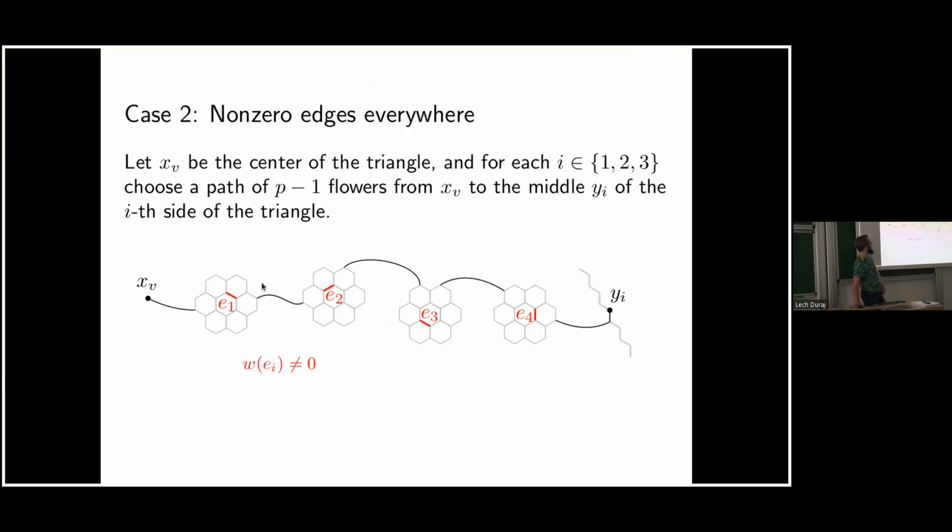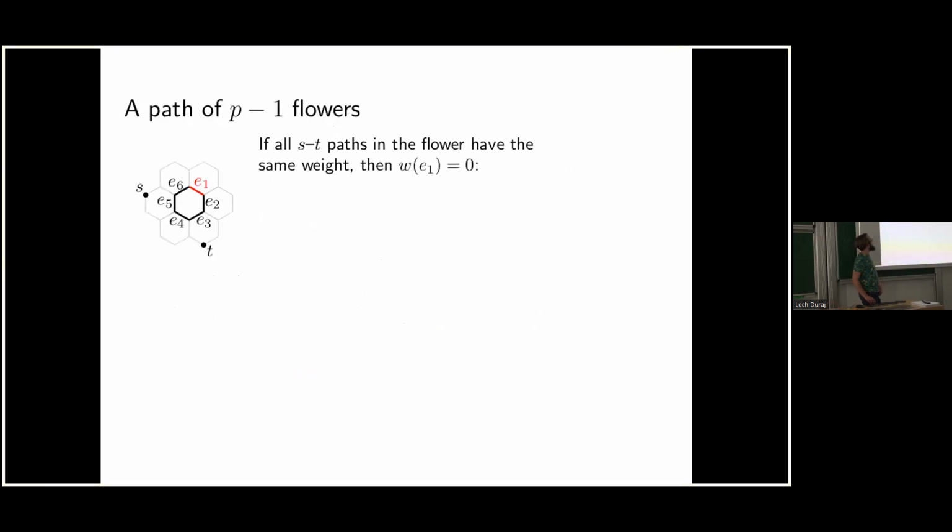Yes, and those flowers will be useful because the fact that we have a non-zero edge here will give us some choice. It will mean that we will have at least two possible ways to go from the vertex where we enter a flower and the vertex where we exit the flower. So let us study those paths of flowers a bit more.